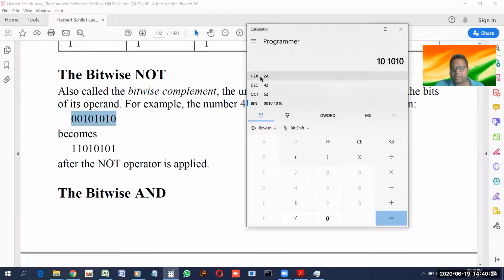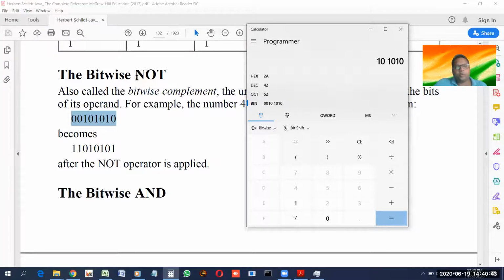As we just saw in the calculator, 42 represents this. Look at this, hexadecimal 2A, 42 is represented like this. In decimal, 42 is represented simply 42. In the octal system, which is a base-8 number system, it is 52, and in binary like this. See, it's filling the 8 bits. Therefore, 00101010 like this.